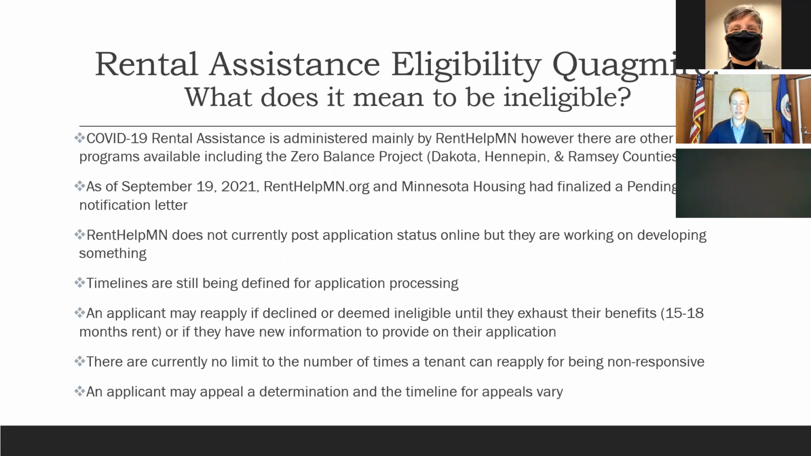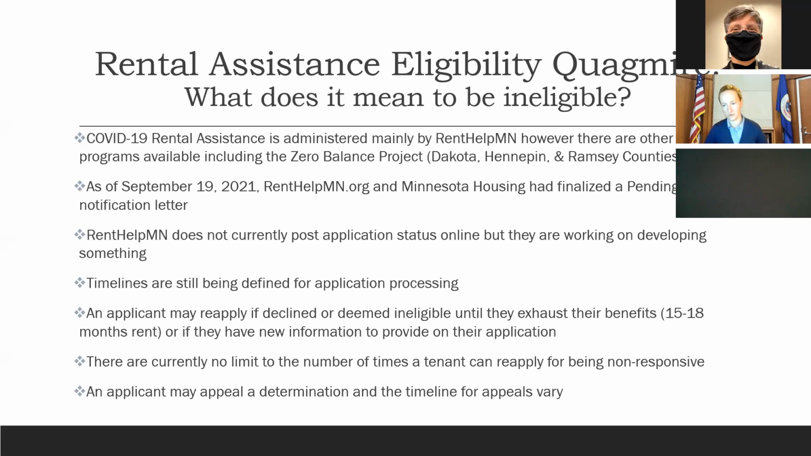So if they've applied and Rent Help MN gets back to them and says we need this paperwork or that paperwork, and they don't get back to them, and then they're deemed ineligible, the tenant could reapply if they were found ineligible just based on non-responsiveness. Not only that, but once a determination has been made on their application, an applicant can appeal that particular determination, and the timelines for appeals are varying as well.